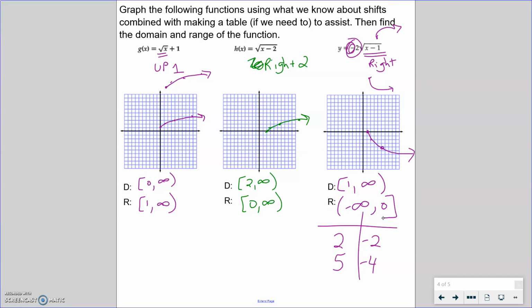If I went too fast, feel free to rewind, go back, watch these videos again. Worst case scenario, make a table every single time. Okay, if you get stuck, plug in numbers, see what happens, and it won't lead you astray, I promise.